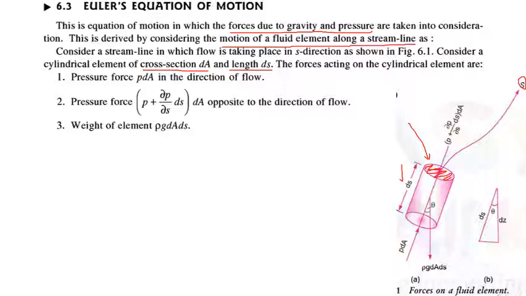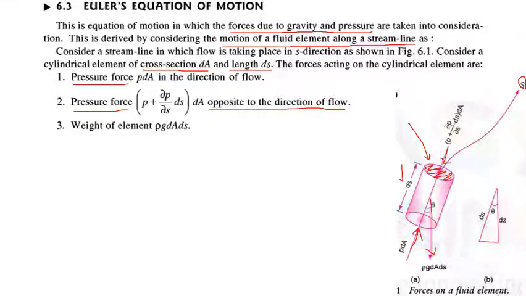So the forces acting on the cylindrical element are first pressure force in the direction of flow, that is here, this direction. Next is pressure force opposite to the direction of flow, that is this direction here. Next, the weight of the element. Weight of the element acts directly downwards.